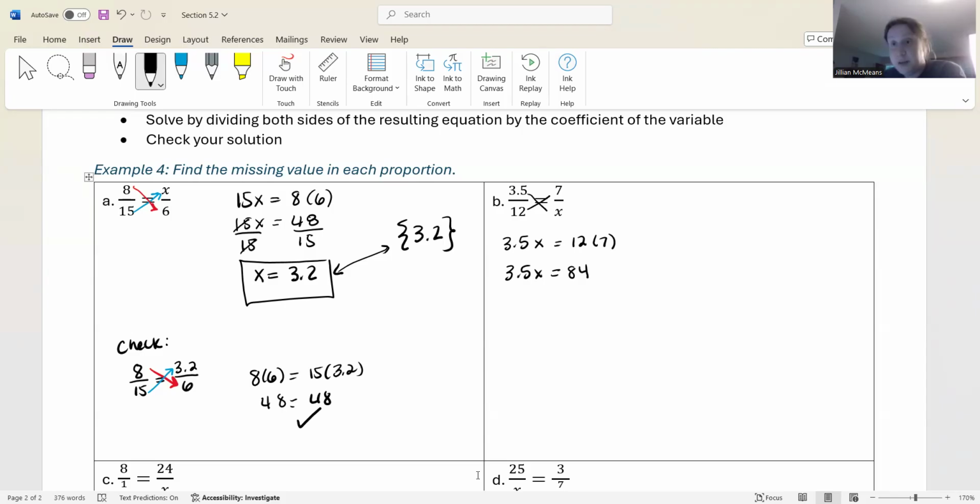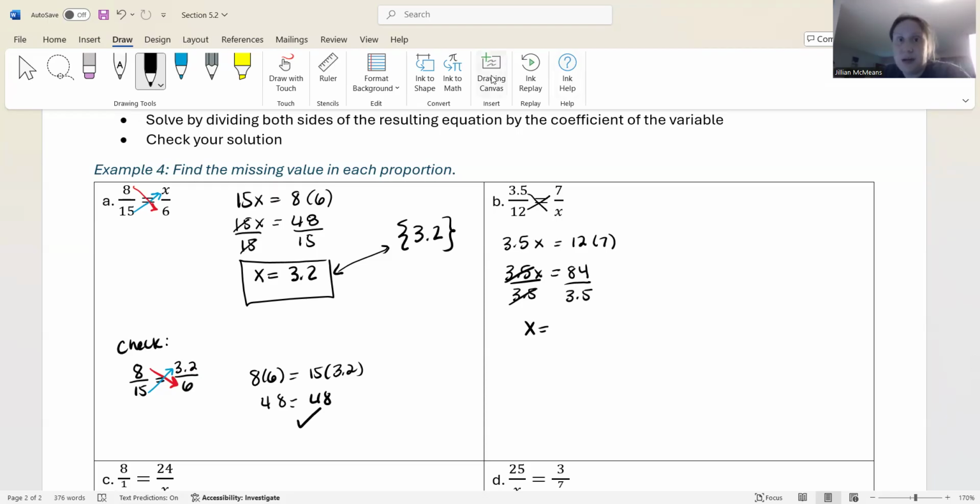Well, so far we can see that we've multiplied our x by 3.5. So how do we undo multiplication? Well, we divide. So I want to divide on the left by 3.5, but if I divide on the left, I have to divide on the right by the same thing. So we divide both sides by 3.5. On the left, 3.5 divided by itself is 1. 1 times x is x. And then we can let the calculator do our side work of 84 divided by 3.5.